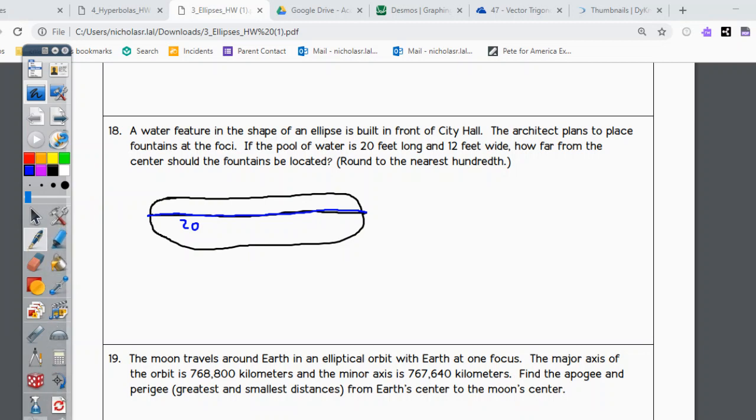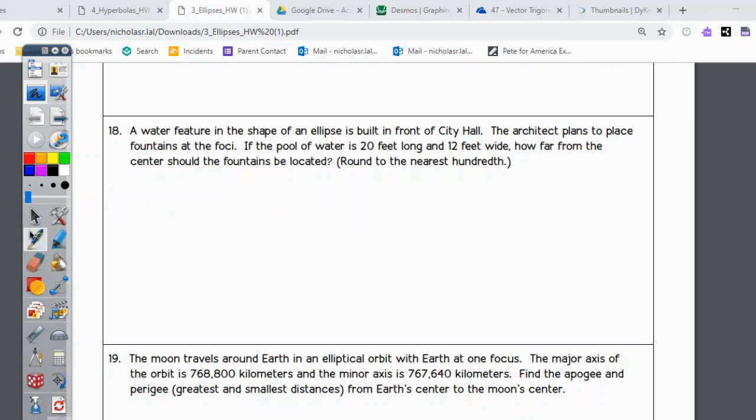Oh, and actually, here I messed up length and width. So let's redraw it. This is our pool of water here. Make this more accurate. We are 20 feet long. This length is 20, and 12 feet wide. This length is 12.